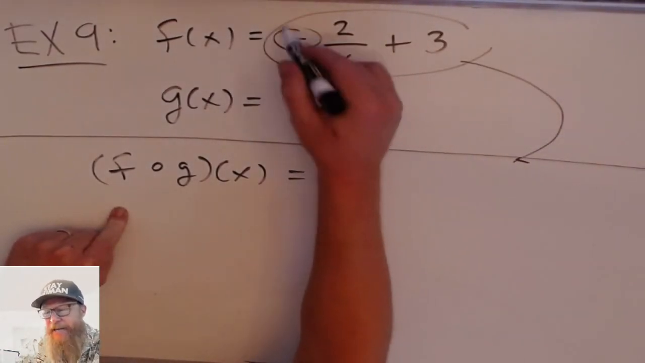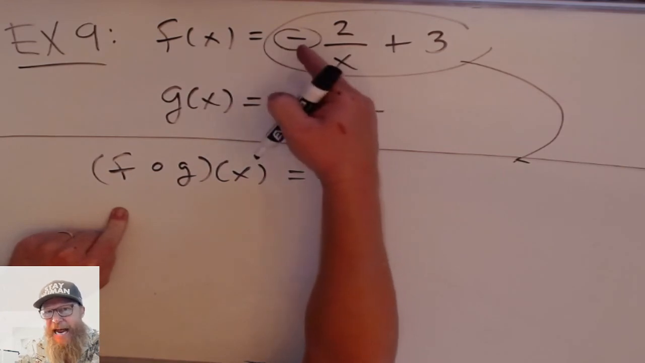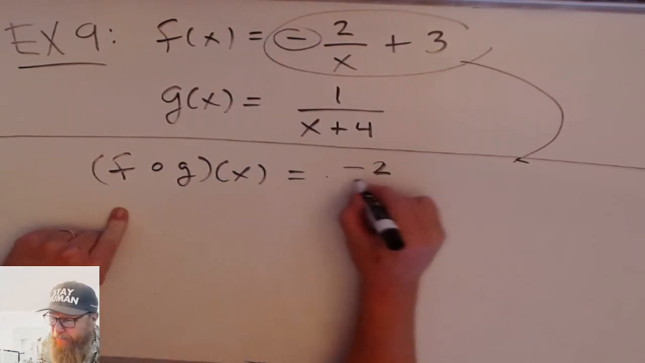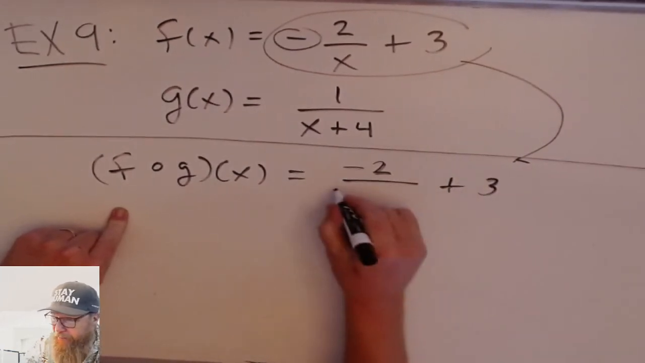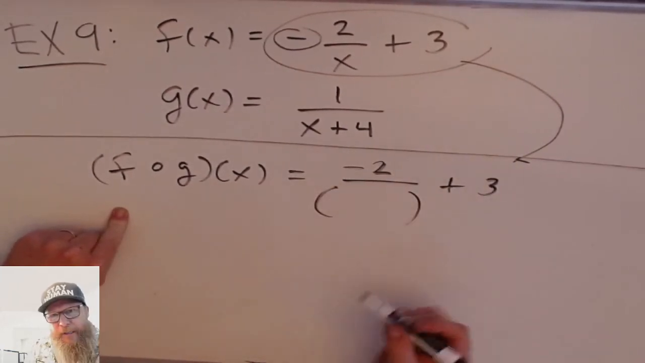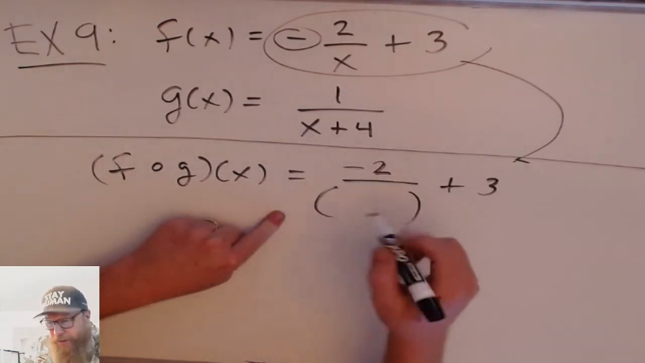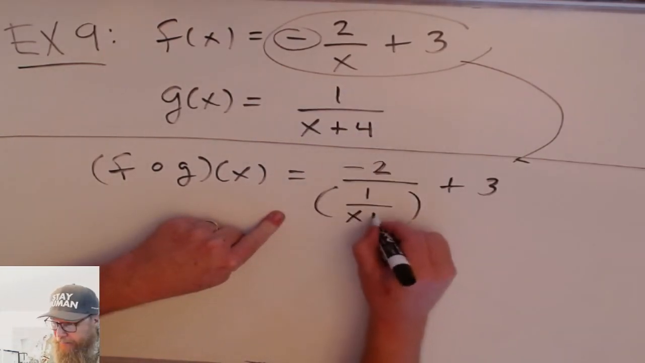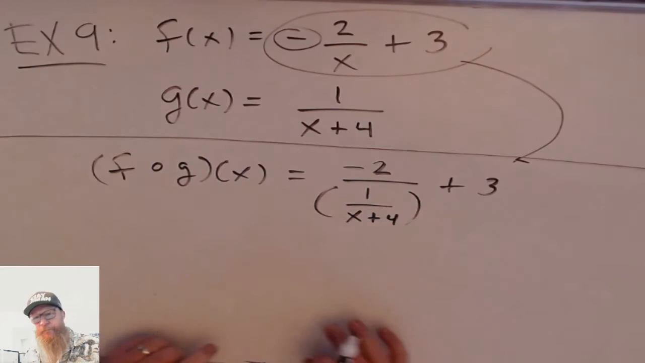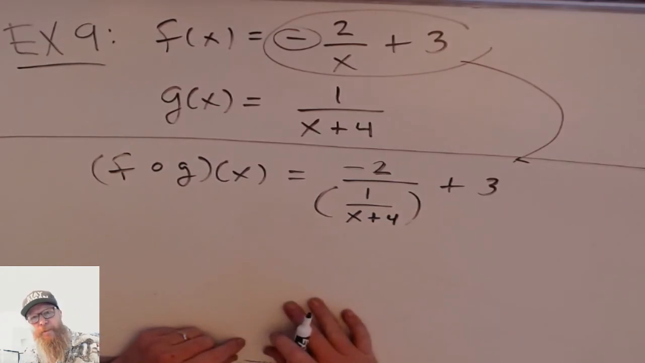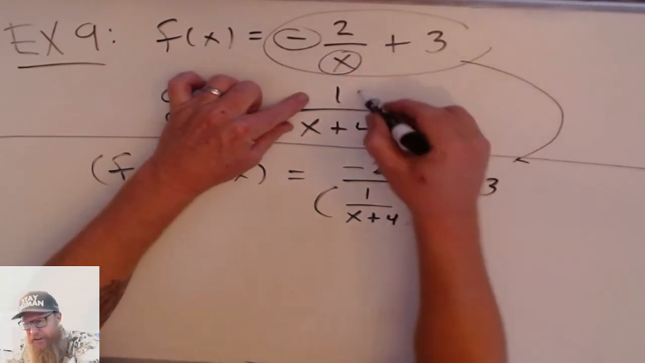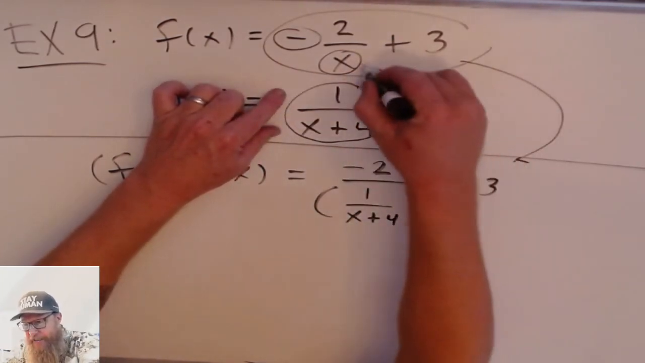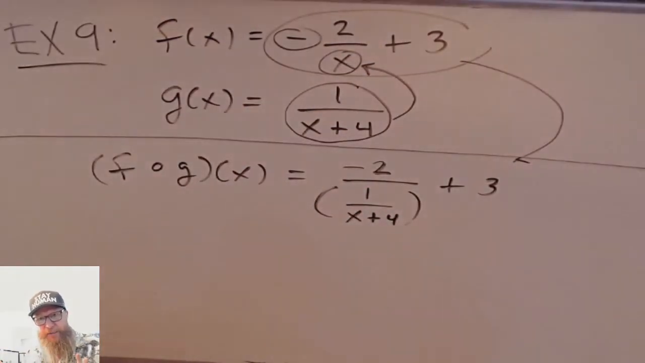I have a recommendation with negatives. If you see a negative in front of a fraction, put it up in the numerator. Remove the variable, and then put all of g inside of it. So g becomes x. All of this goes inside here where x used to be.